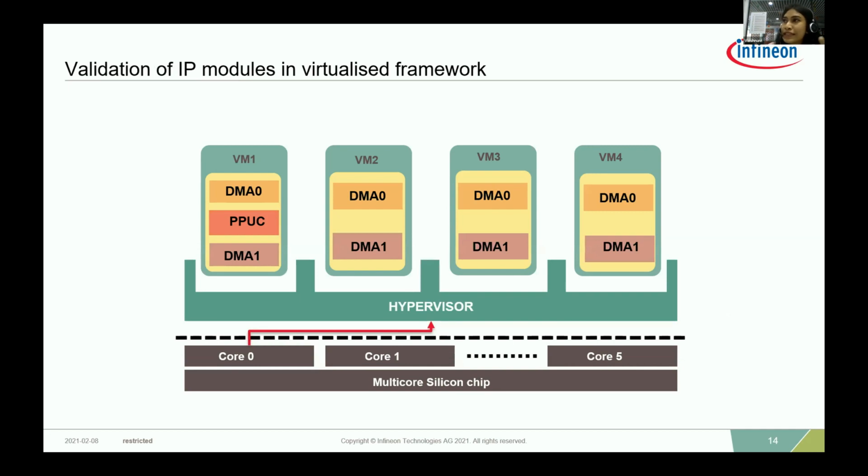Again, this is just a zoomed in block diagram of how our application software looks in that virtualized framework. Note that here we have DMA0, DMA1, and PPUC. For DMA0, you can see that we have 4 blocks, one in each virtual machine. For TC4xx, we have DMA with 128 channels, and we are segregating these channels into 32 channels per virtual machine. Similar to DMA0, we have DMA1 with 64 channels, 16 channels per virtual machine.